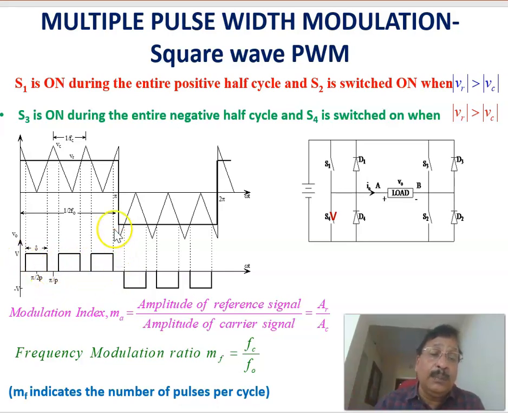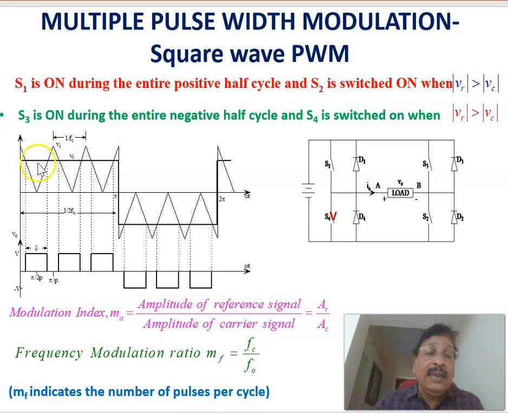That can be obtained by controlling two signals: the carrier signal, which is a triangular signal, and the reference signal, which is a square wave. We compare the reference signal with the carrier signal. During the positive half cycle of the output, S1 is completely closed.